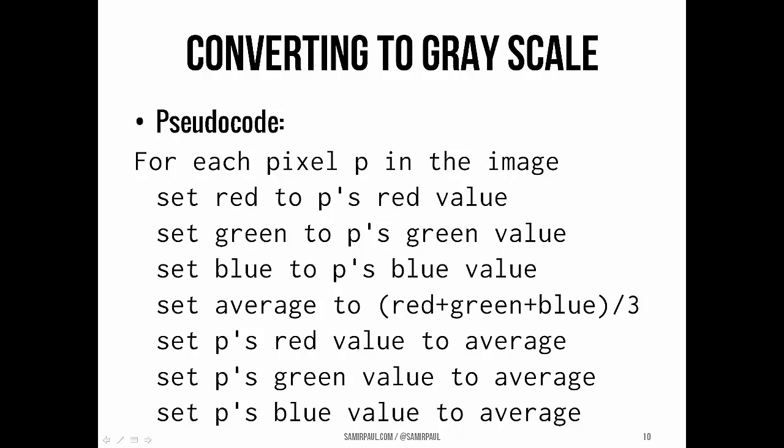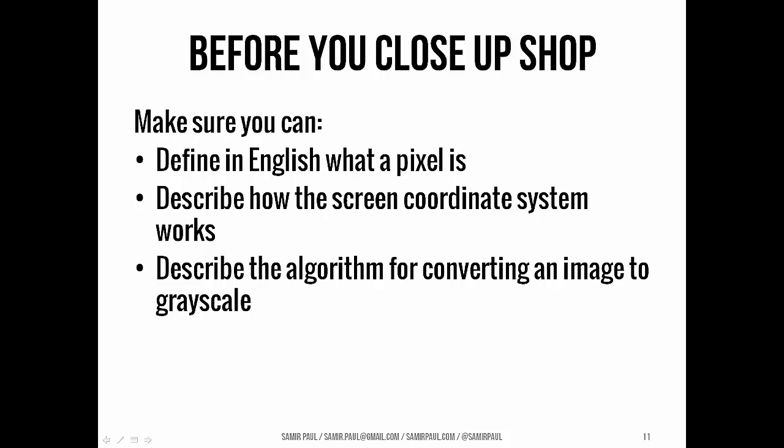Okay, so we're going to see in a little bit how we actually implement this algorithm, and we'll use a particular package of classes that make image processing pretty straightforward for us. In the meantime, before you close up shop, make sure you can do these three things. You want to be able to tell me, what is a pixel, just in English. How does the screen coordinate system work, and describe for me an algorithm I could use to convert an image to grayscale.